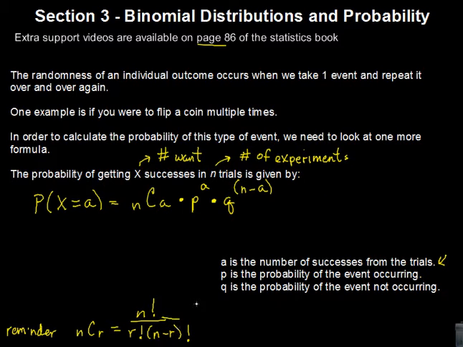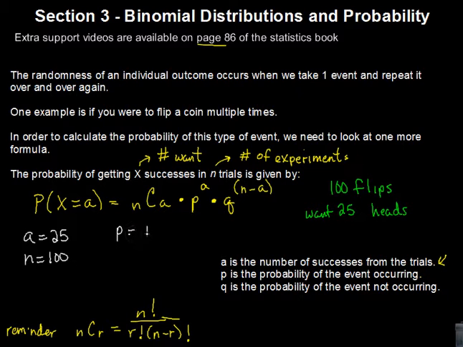Okay. So let's look at that example I was just giving. Let's say I'm going to flip 100 times, and I want 25 heads. In that scenario, A is 25, N is 100, P is the probability of heads, which is 1/2, and Q is the probability of tails, which is also 1/2. That's how I'd break that down.